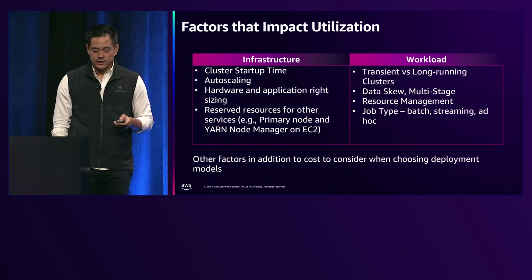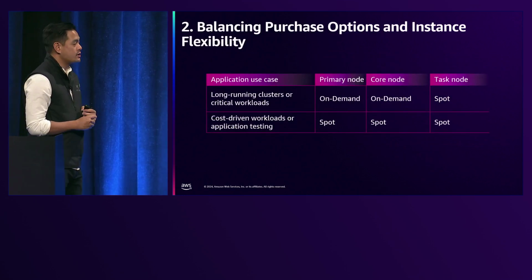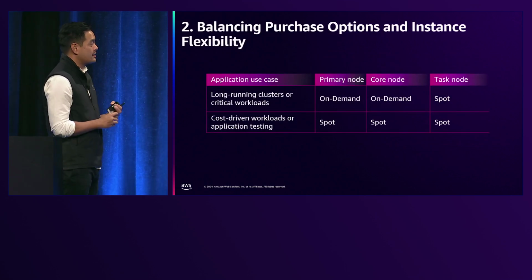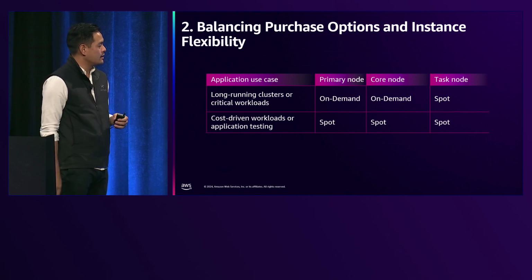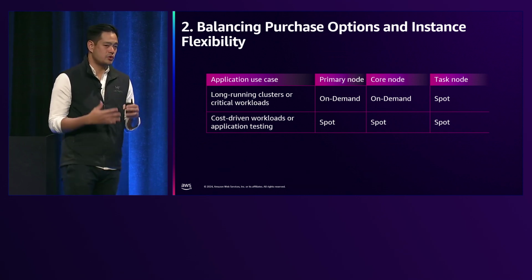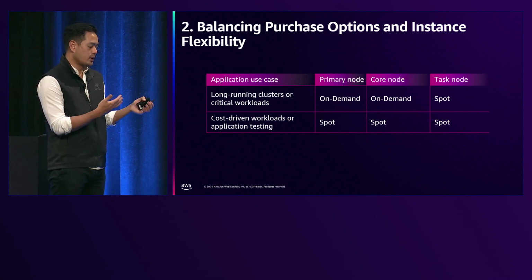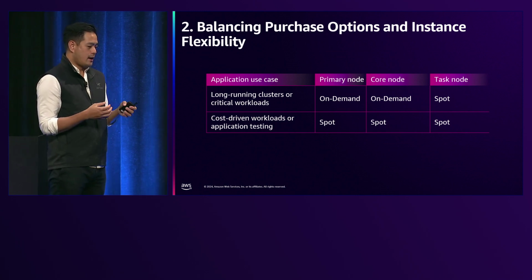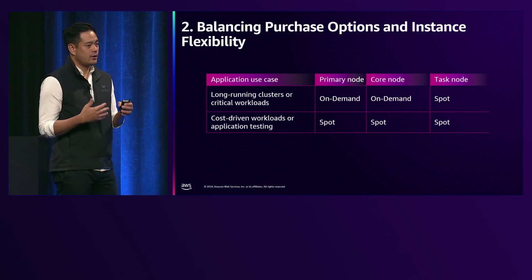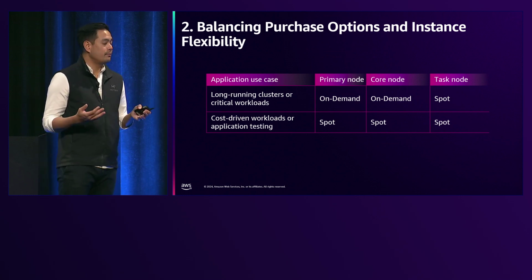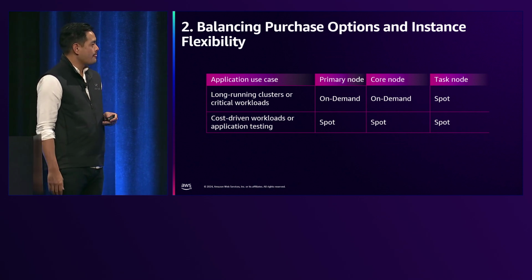Okay, so the next innovation and practice that I wanted to cover is balancing purchase options and instance flexibility, because I think this is one of the most critical things when running cost-effective data processing. The first thing to start with is choosing between different purchase options. It's fairly straightforward. If you have critical workloads or SLA-sensitive workloads, you want to keep those on-demand. For dev testing or jobs that you don't mind failing, you can run on Spot.